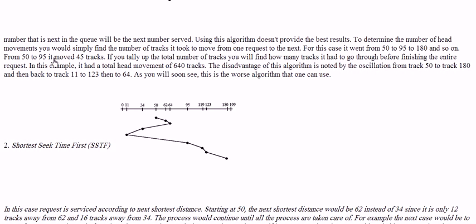From 50 to 95, we have 45 tracks. If you tally up the total number of tracks, you will find how many tracks it had to go through before finishing the entire request. The disadvantage of this algorithm is noted by the oscillation from 50 to track 180 and then back to 11, to 123, then to 64. As you will see soon, this is the worst algorithm that you're ever going to see among the scheduling algorithms we want to talk about here.